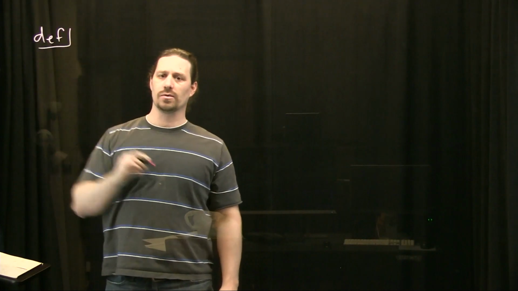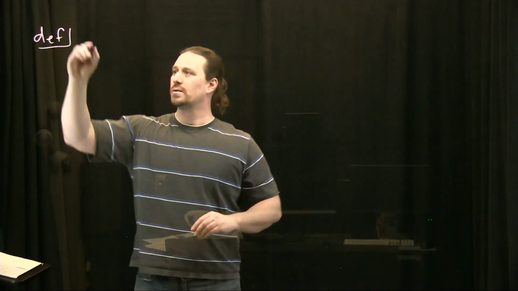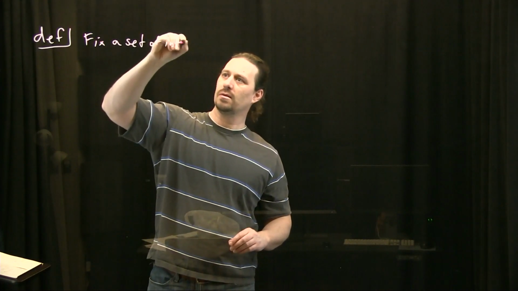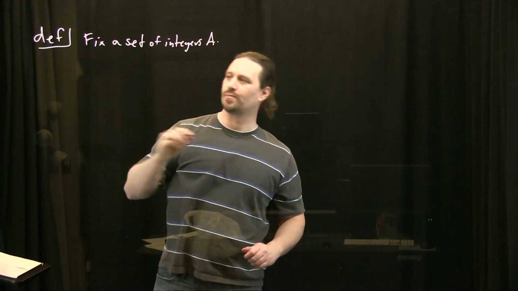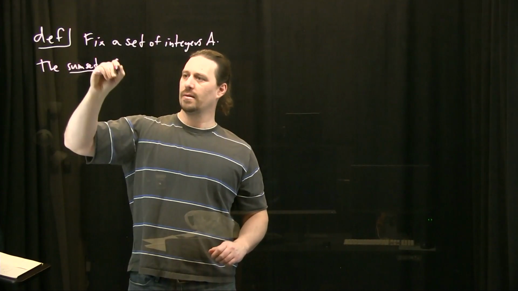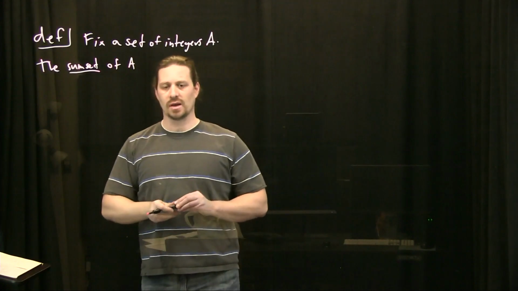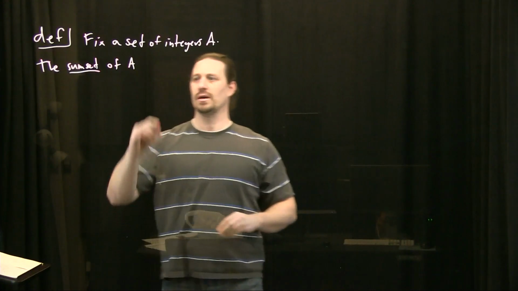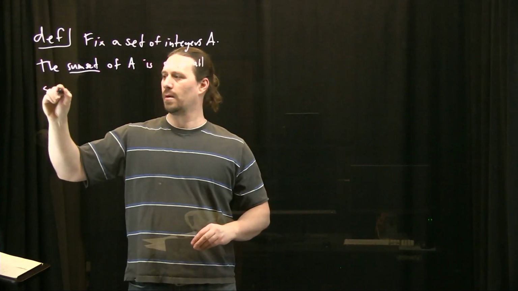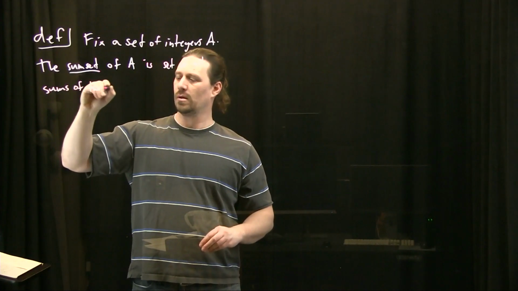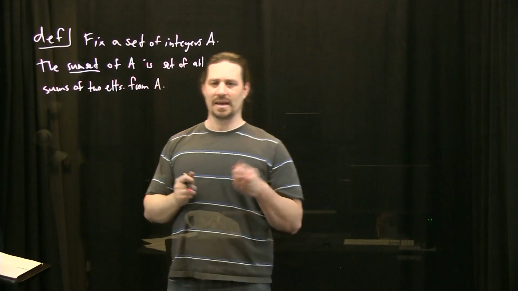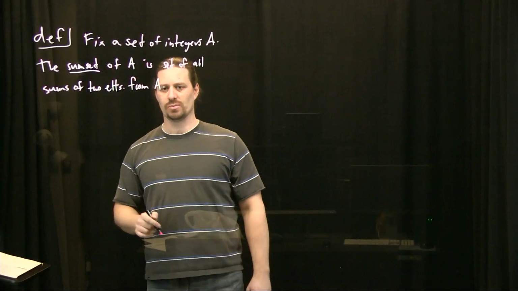That's the definition of what's something called the sum set. So let's fix a set of integers, call it A. The sum set of A is the collection of all sums you can make by taking two elements from A, a set of all sums of two elements from A, including taking an element and adding it to itself. Again, that doesn't change much, but we'll allow that, okay?